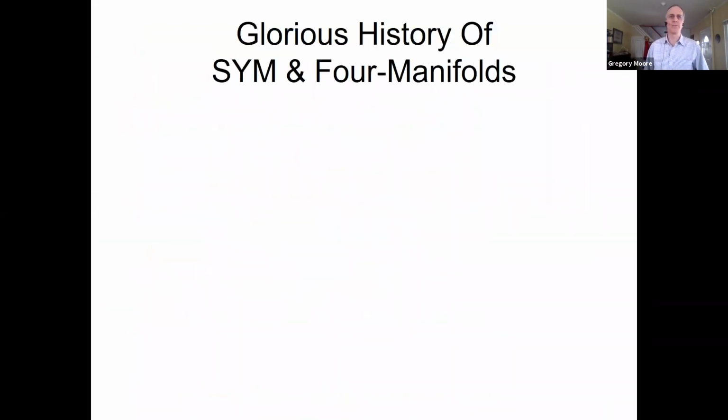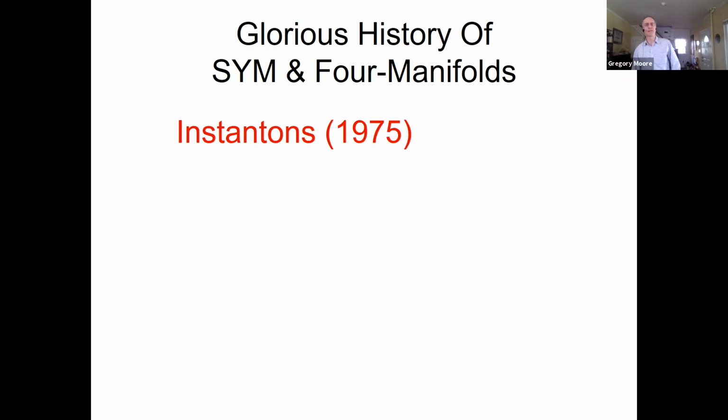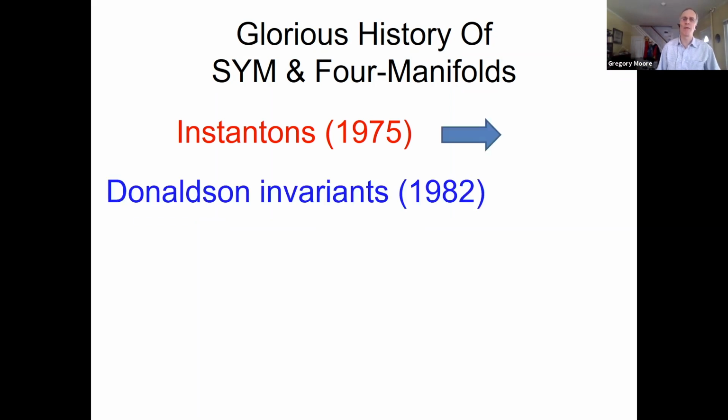Let's begin by recalling the glorious history of the relationship between super Yang-Mills theory and four-manifold invariants. The story begins with the discovery of instanton solutions of the self-dual Yang-Mills equations in 1975. Then in the hands of the Oxford School of Mathematics, that led to the discovery of Donaldson invariants in the early 1980s. Then Michael Atiyah asked some very perceptive questions, which were answered by Edward Witten. The question was, how can you interpret the Donaldson invariants physically? And the answer is that they're correlation functions in a supersymmetric Yang-Mills theory.